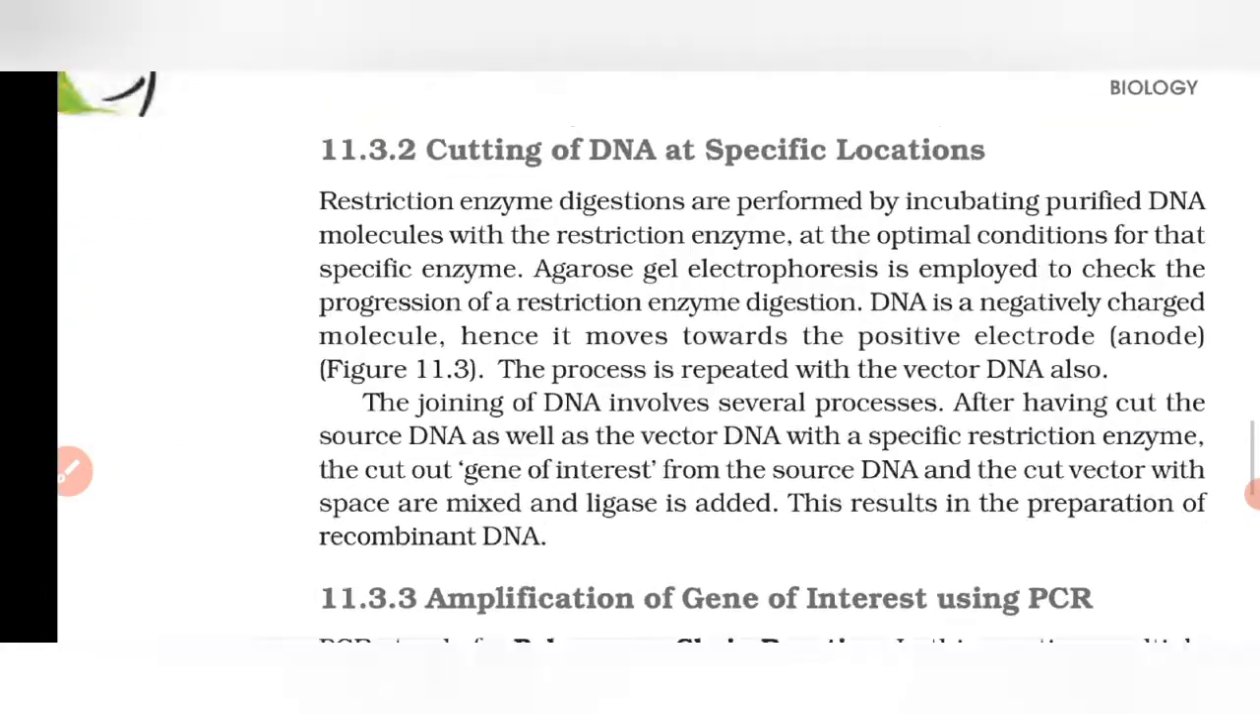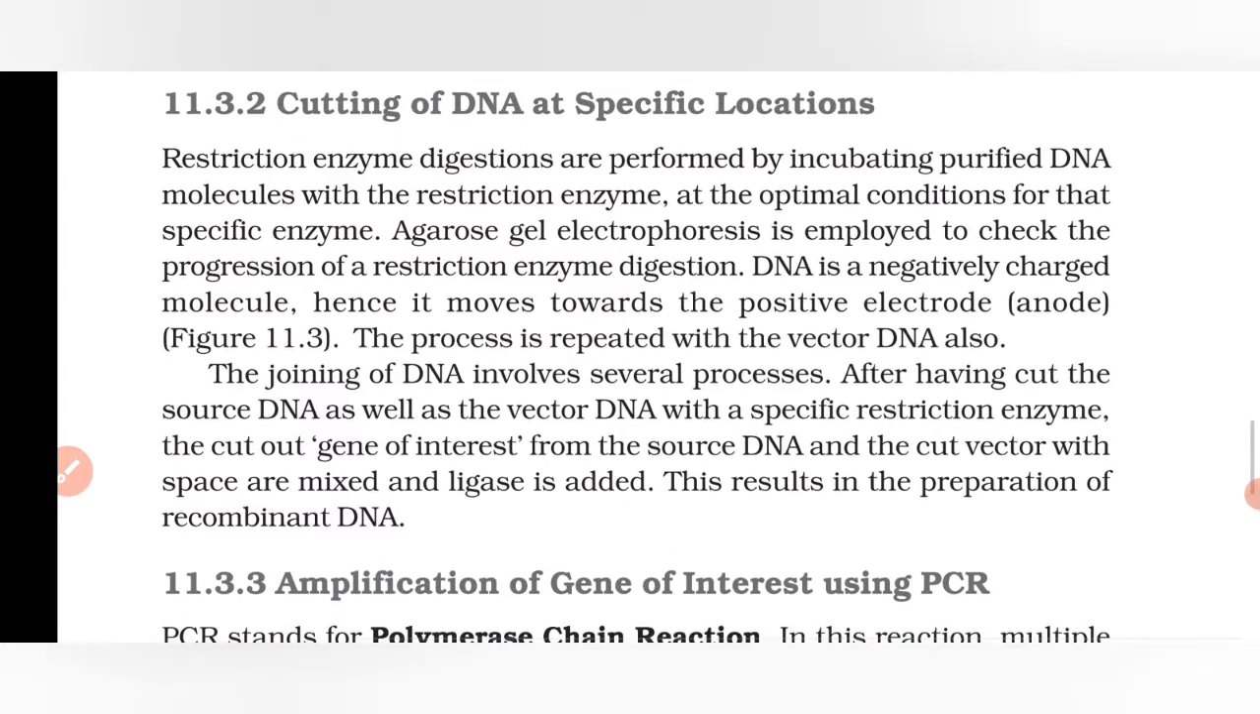Now the cutting of DNA at specific location. This was possible only because of restriction endonucleases or the molecular scissors. The restriction enzyme digestions are performed by incubating purified DNA molecule with the restriction enzyme at optimal condition for that specific enzyme. All enzymes need optimum temperature and pH for their highest activity, so that they show their highest activity. Even for salivary amylase, you must have performed enzyme and optimum pH experiments. Similarly, this enzyme also requires the optimal conditions for that specific enzyme.